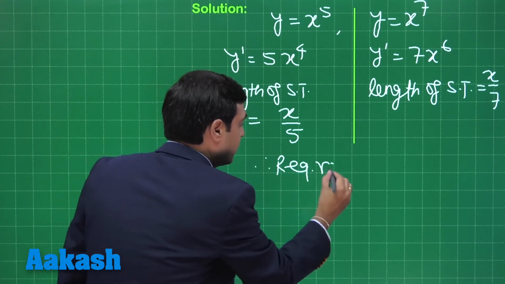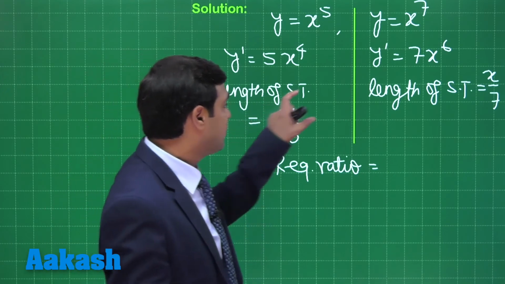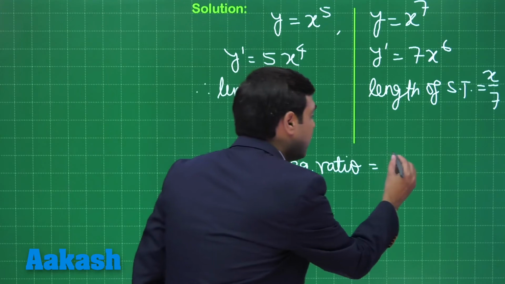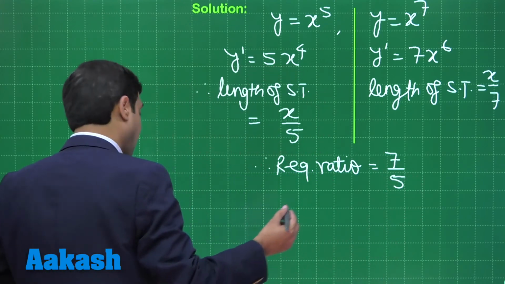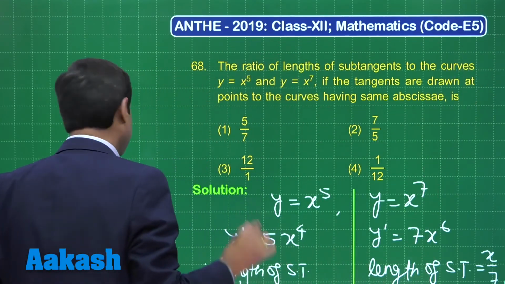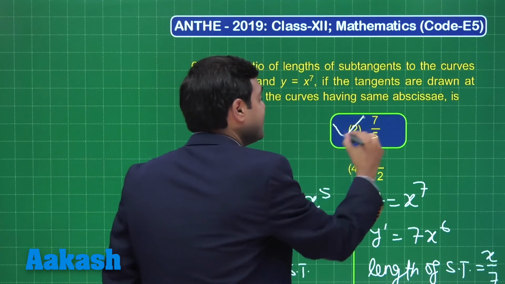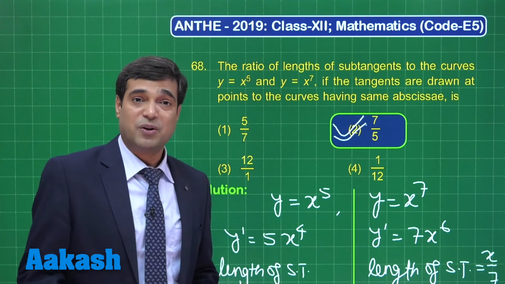Therefore, for the required ratio, just divide the two values. First one upon second one, (x/5) upon (x/7), giving you 7/5 as the required result. Let's check from the given options which is correct. Yes, you can see 7/5 is available here as option number 2. So that's our correct answer. I'm sure this question is also clear. So time to move on to the next one now.